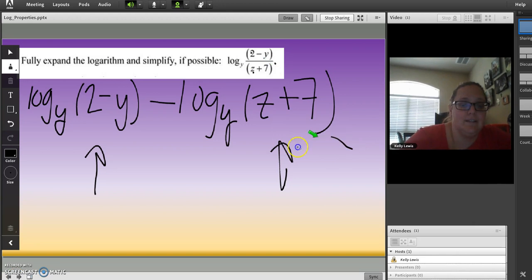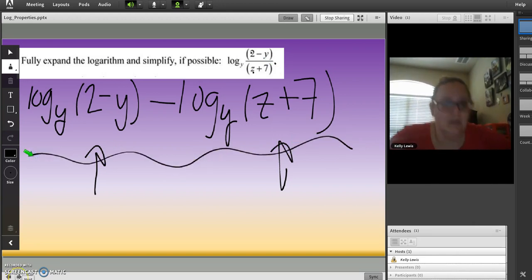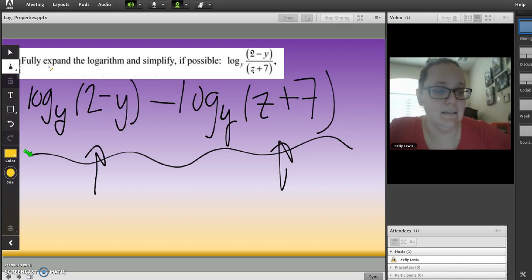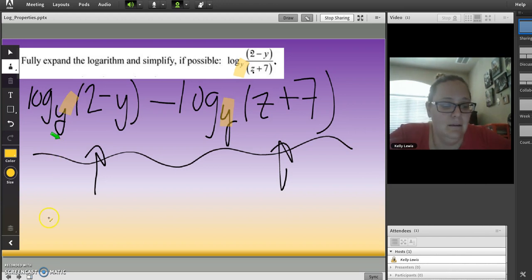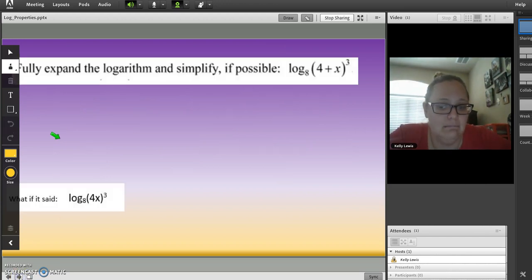Regarding this, now we could take this guy and go the other way around and write it as one log. Also notice that each time I did this, I kept the base. All about that base.